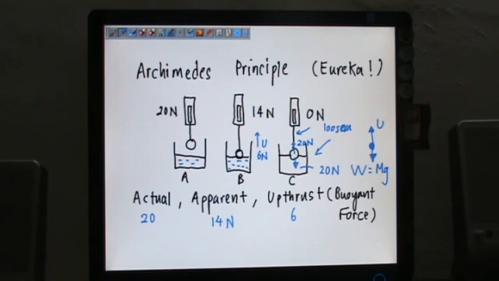In situation C, why don't you just imagine yourself floating on the water? You feel like no weight at all. Does that mean that you don't have an actual weight? You have an actual weight. It's just that your actual weight of 20 Newton going down is supported by 20 Newton moving upward towards you. So you still have your actual weight, it's just that you don't feel it. So your apparent weight may be 0, because 20 minus 20 becomes 0.